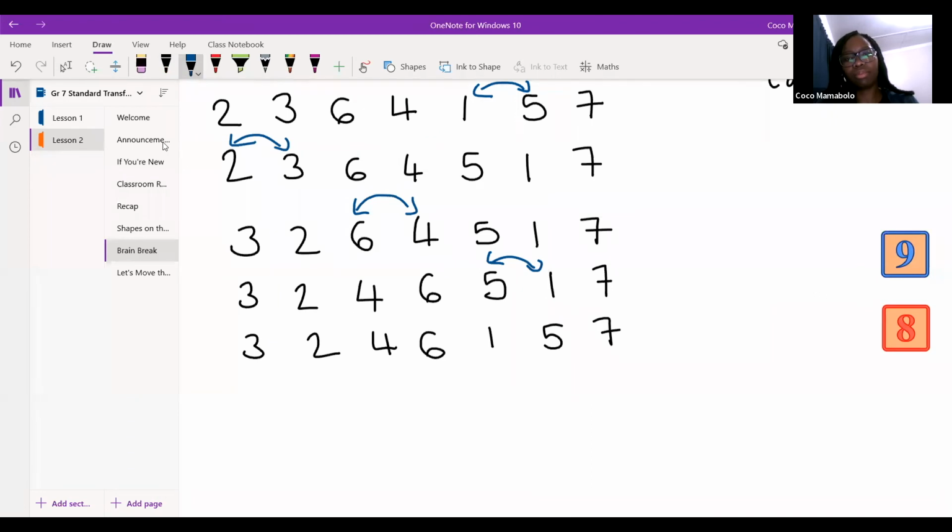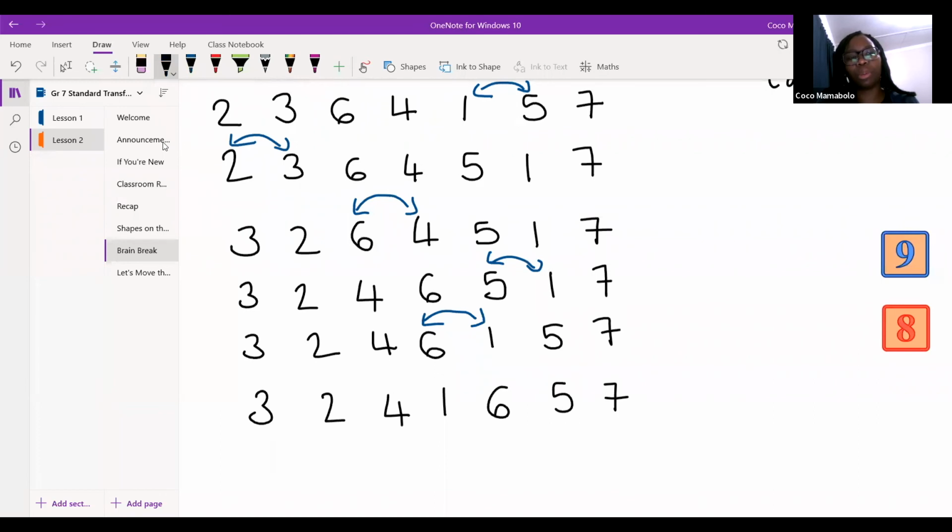Okay, ma'am. So we're going to swap 6 and 1. Okay, cool. Let's swap 6 and 1. So my new order is going to be 3, 2, 4, 1, 6, 5, and 7. Okay, I'm seeing something. Thanks, Wally. Okay, Nokozi, what should we do next?